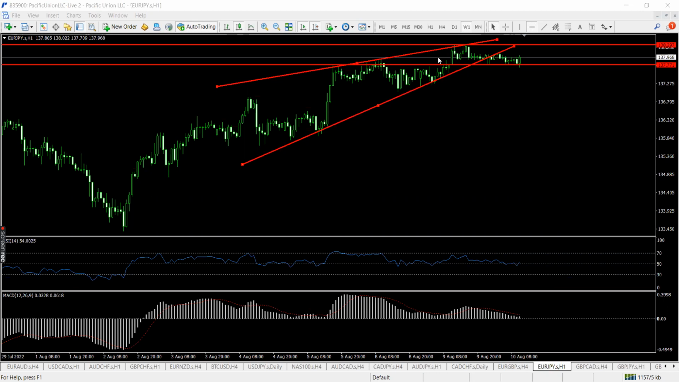All right, this is more of a better setup. This is a perfect rising wedge. It's better than what we are seeing on CHF JPY. So I'd rather you stick with Euro JPY compared to CHF JPY.